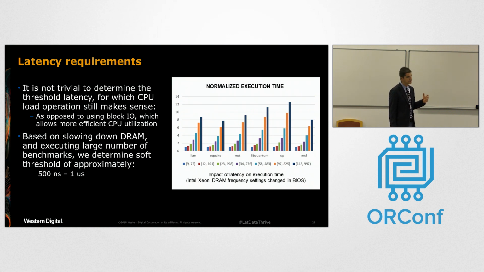And then we did a lot of studies by intentionally slowing down the DRAM to figure out what's acceptable. So maybe 500 nanoseconds is acceptable for a lot of useful benchmarks. This study was SPEC-int benchmark centric, though.